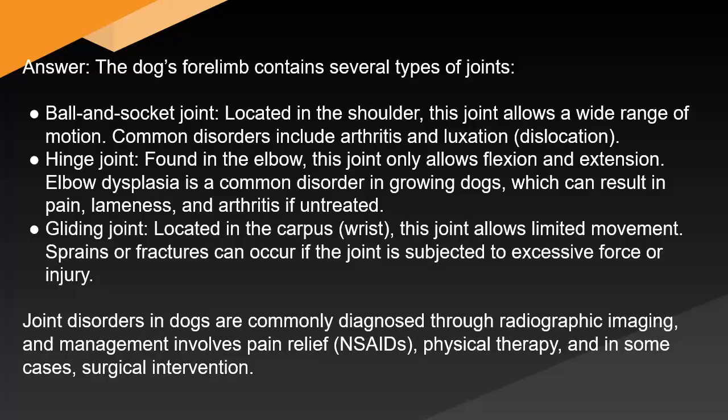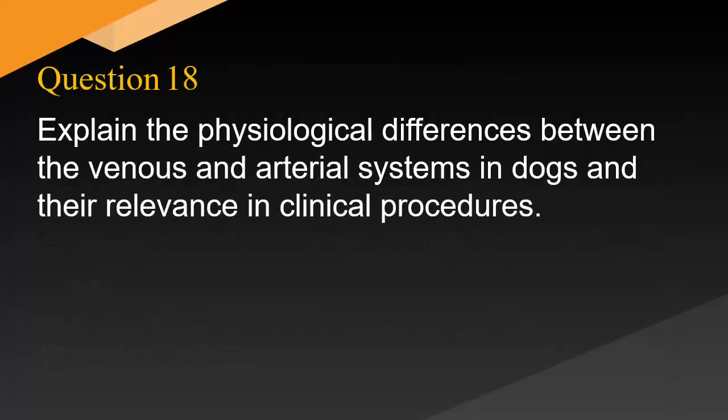Elbow dysplasia is a common disorder in growing dogs, which can result in pain, lameness, and arthritis if untreated. Gliding joint, located in the carpus, the wrist. This joint allows limited movement. Sprains or fractures can occur if the joint is subjected to excessive force or injury. Joint disorders in dogs are commonly diagnosed through radiographic imaging, and management involves pain relief, NSAIDs, physical therapy, and in some cases, surgical intervention.